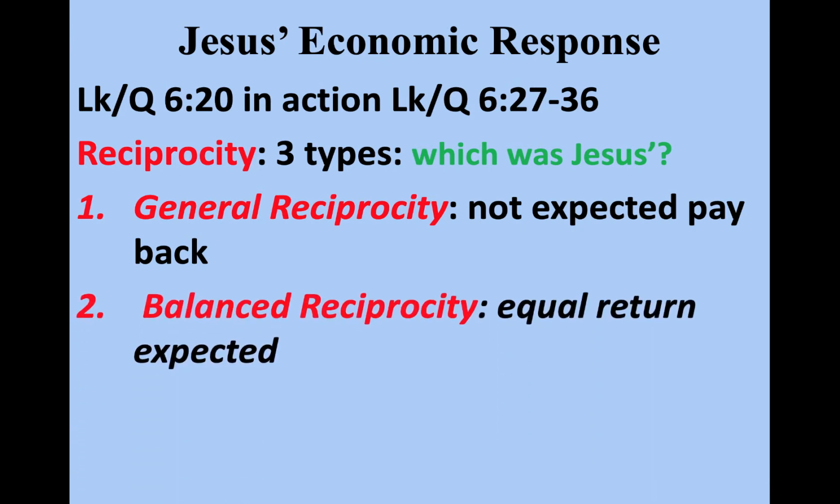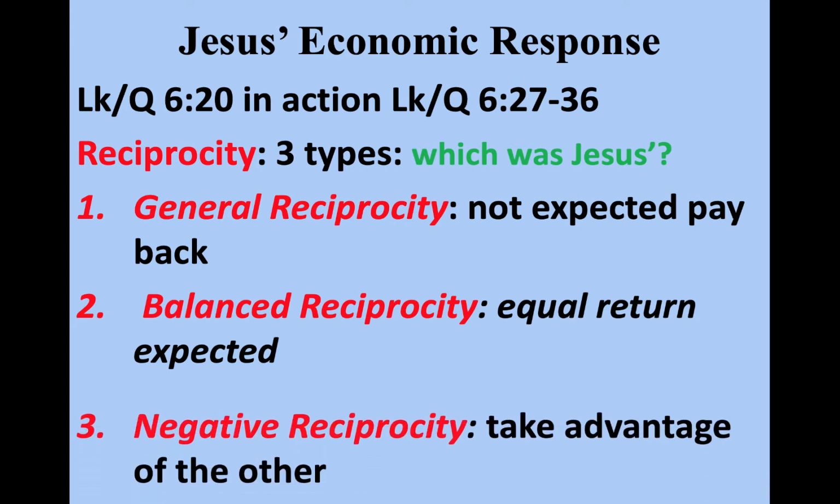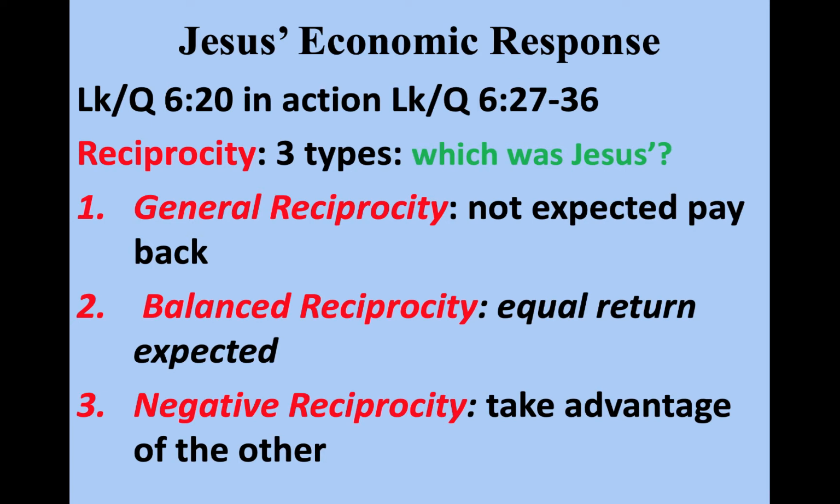Balanced reciprocity. Equal return is expected. If you borrow a bushel of wheat, you're expected to repay a bushel of wheat. And negative reciprocity. This was often used to take advantage of the other. You could loan money knowing that they most likely could not repay, especially with taxation or interest. And then you would be able to, especially the elite who could loan the money, take the land if repayment was not made. Which one, according to Luke 6:20, 6:27 through 36, did Jesus practice and encourage?